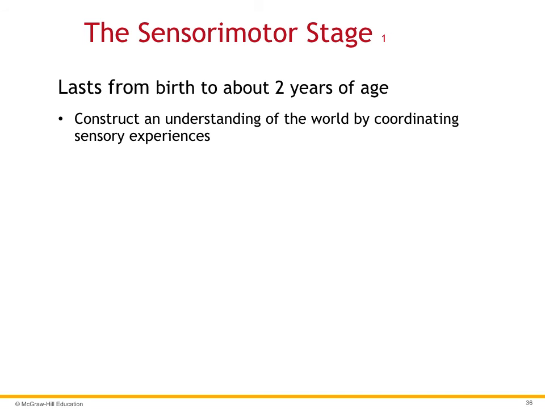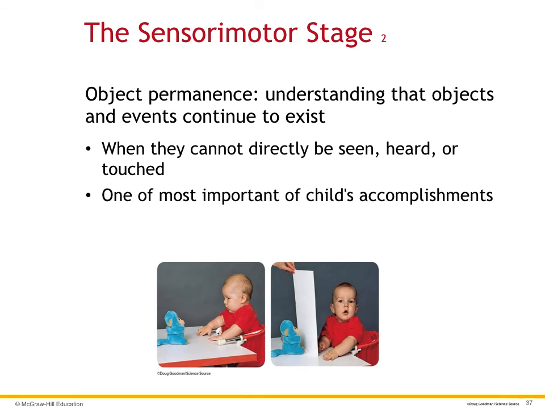When we are looking at these different stages of development, the first one is our sensorimotor stage. It lasts from birth to about 2 years of age. And at that time, these children are constructing an understanding of the world by coordinating sensory experiences. And remember those sensory experiences. How does it taste? How does it smell? How does it feel with my tongue and my cheek and my hand? If I smush it with my foot, what happens? But that sensorimotor, they are using all of their senses to judge the world around them.